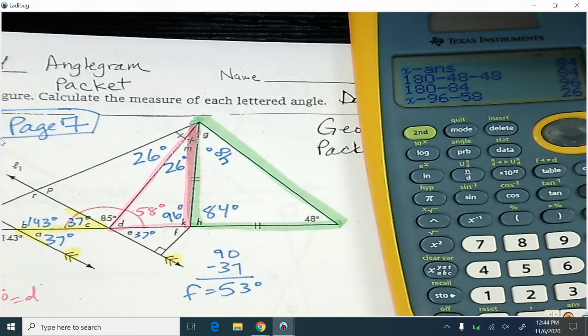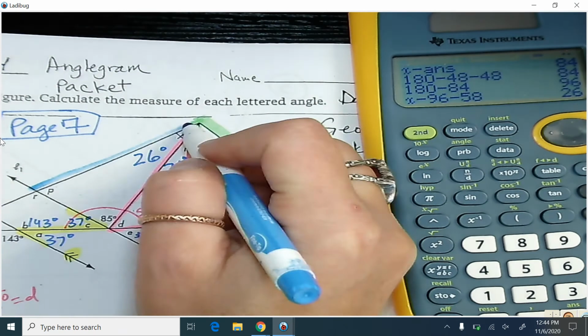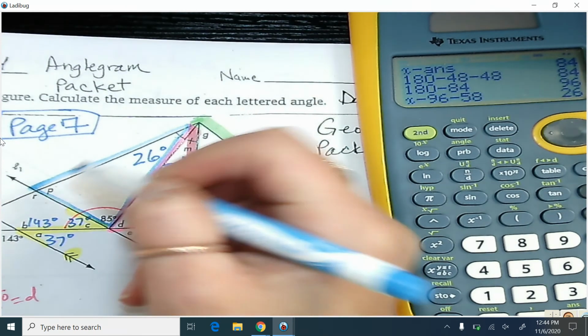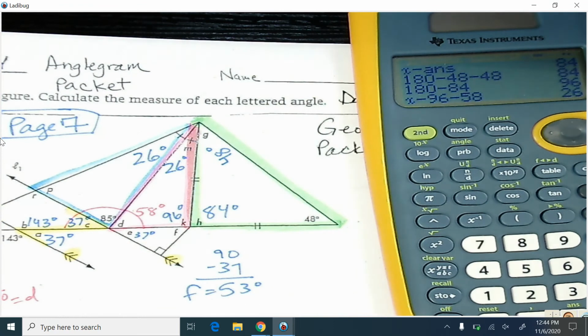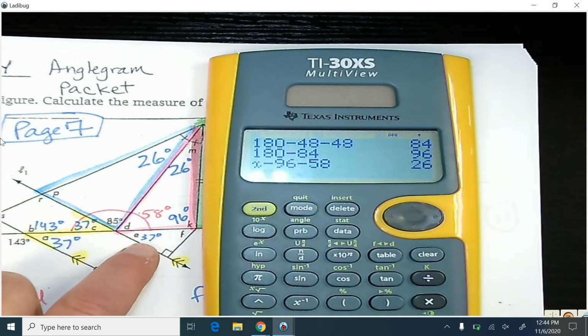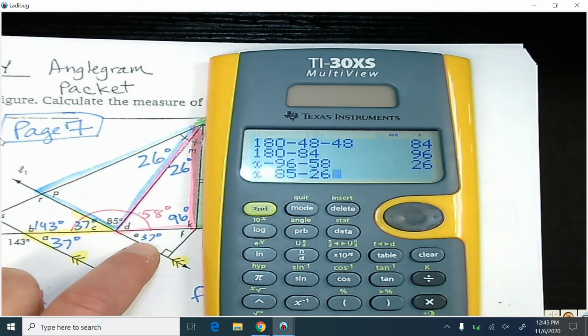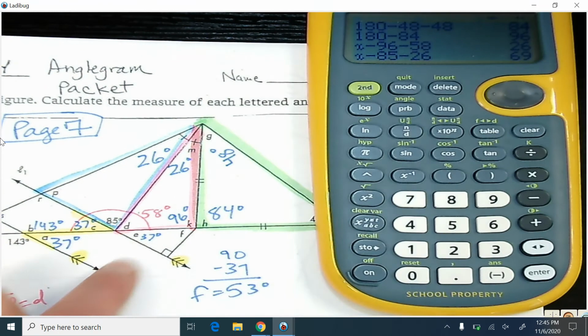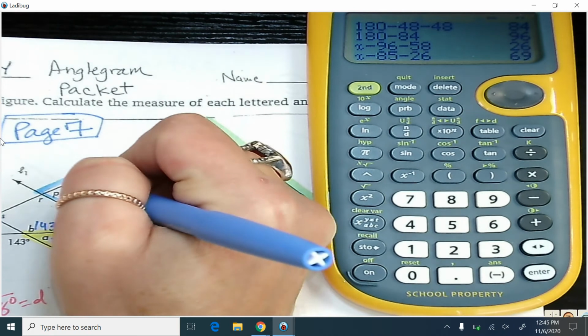And now you can look at this blue triangle. And these three angles add up to 180. So you can do 180 minus 85 minus 26. Okay, you're going to get 69 degrees here.